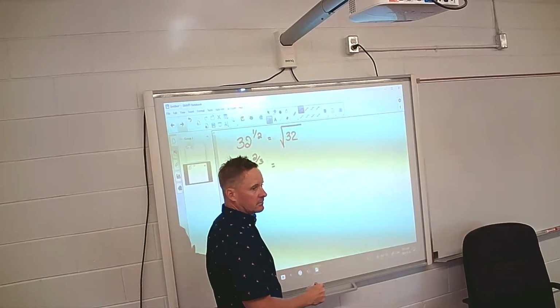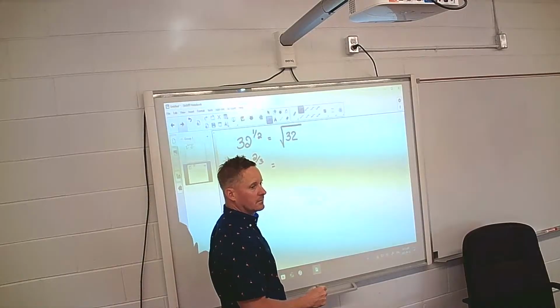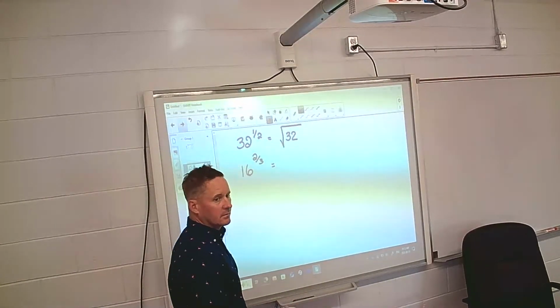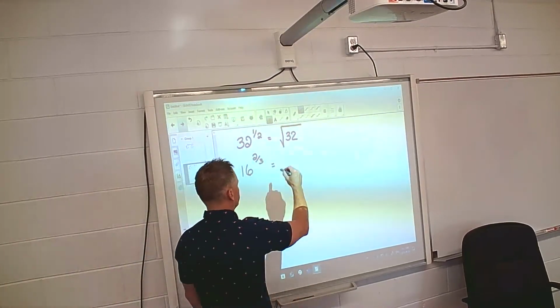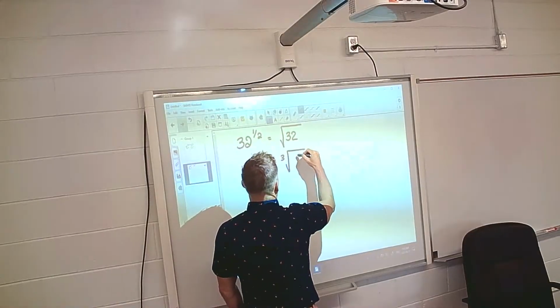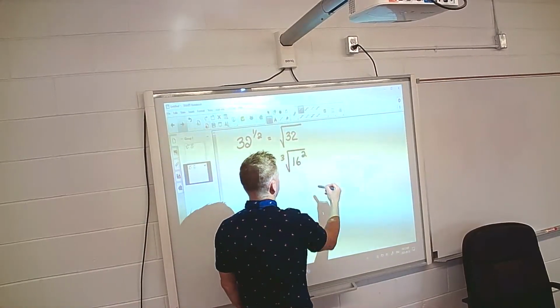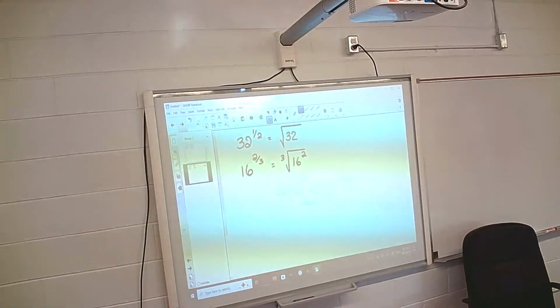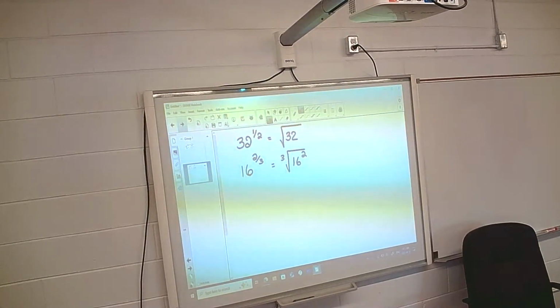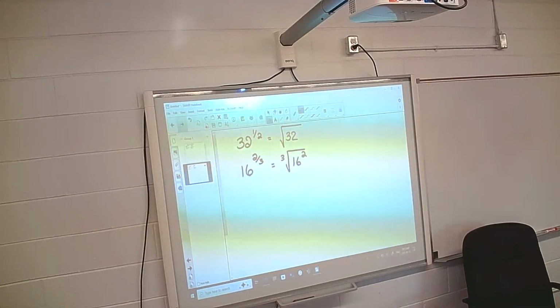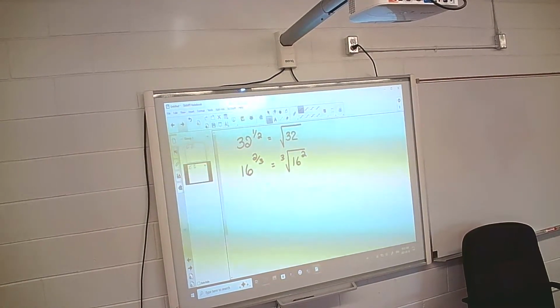Try it on your own. Write it out. Cube root 16 squared. The index goes on the outside, and the exponent goes inside. All right, good so far.